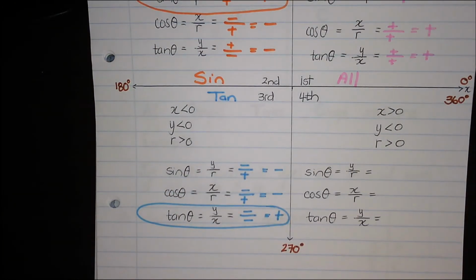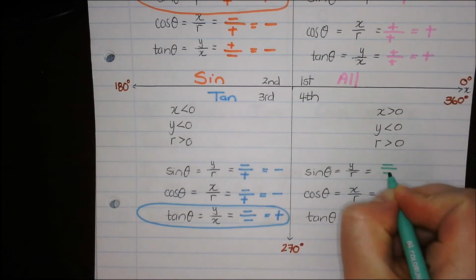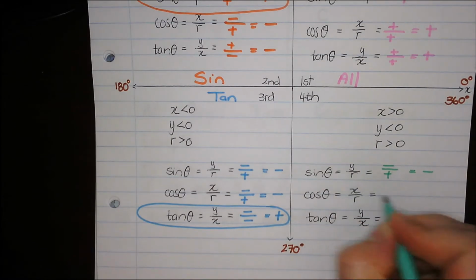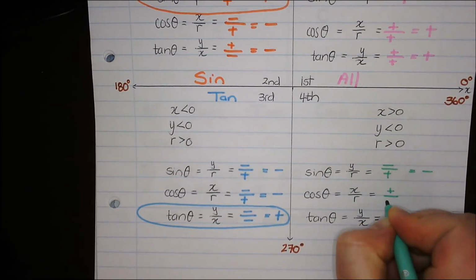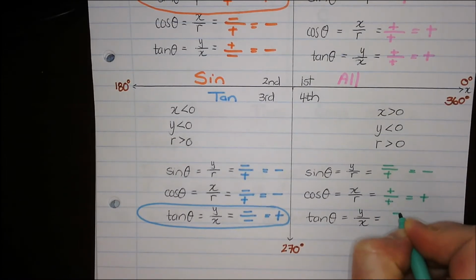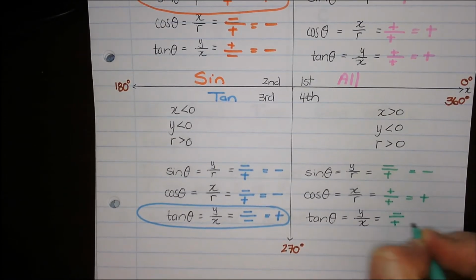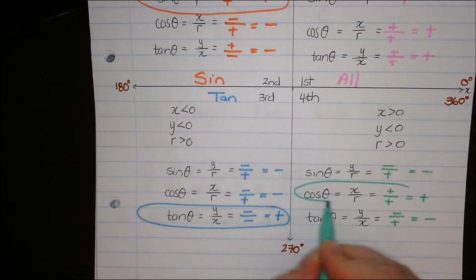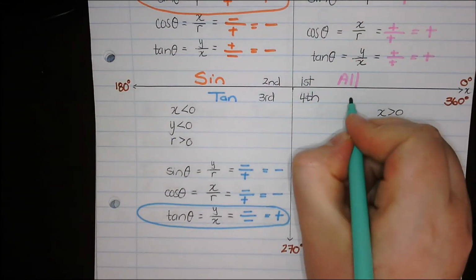Right? And then lastly, let's look at the fourth quadrant. Y is negative, r is positive, so sine is going to be negative. X is positive, r is positive, so cosine is going to be positive. Y is negative and x is positive, so tan is going to be negative. The only positive ratio in the fourth quadrant is cosine.